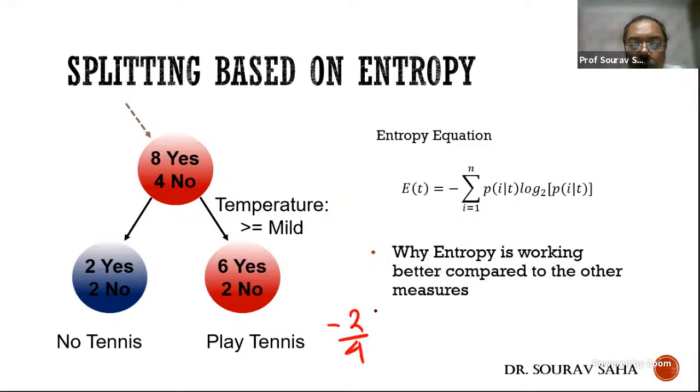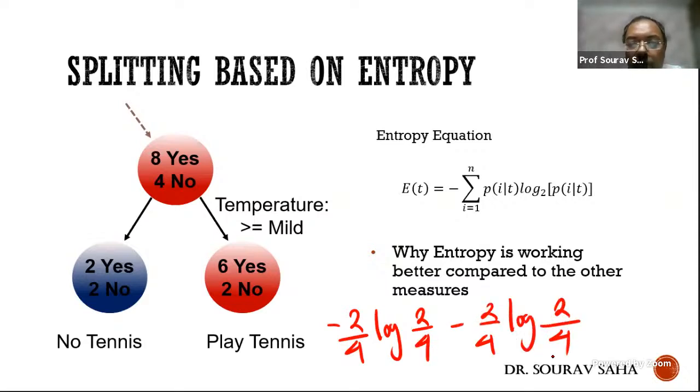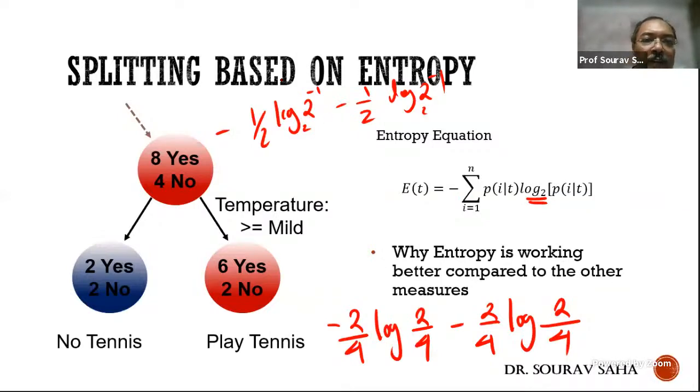Minus 2 by 4 log of 2 by 4 minus 2 by 4 log of 2 by 4, right? So 2 by 4 is half. Here also 2 by 4 is half. Log of 2 to the power minus 1, minus half log of 2 to the power minus 1, right? So that is where we are getting. See, this log is to the base 2. If you see the equation, log 2 is 1, right? So half plus half, that is how it is coming as a value of 1, right? Hope you got that.